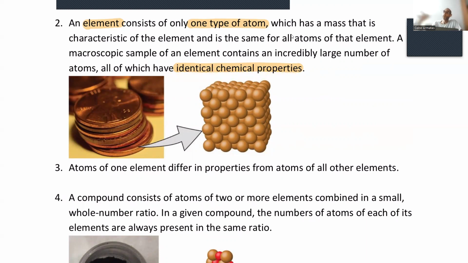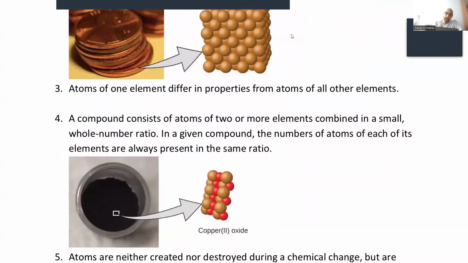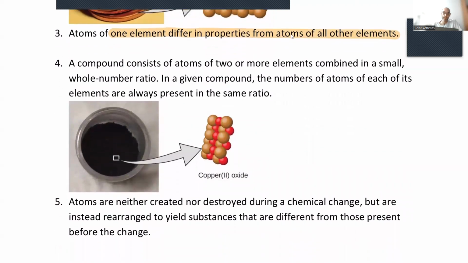Again, we know that isotopes exist. We have different types of carbon, but for the most part, they have identical chemical properties. Three, atoms of one element differ in properties from atoms of other elements. Gold is different than silver, which is different than hydrogen. So elements are different than one another. Again, impressive that he comes up with all of this.